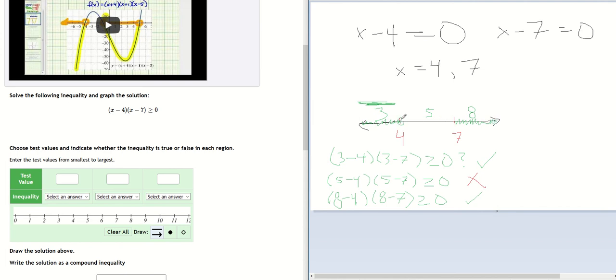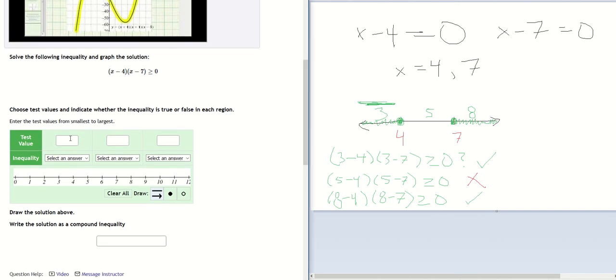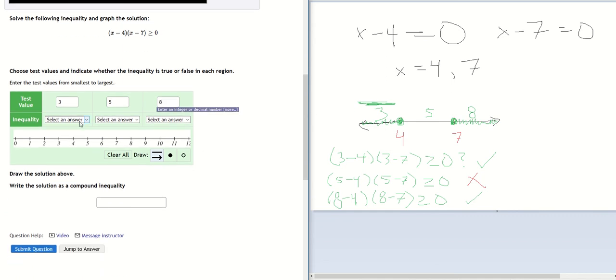And then also 4 and 7 are part of the solution, because if you put in 4, you'll get 0. And if you put in 7 to this, you'll get 0. And 0 is greater than or equal to 0. So you have to really pay attention to the sign. So that tells us if we need to include these numbers or not include these numbers. So I'm just going to go over here and put in what I tested. I tested a 3, a 5, and an 8. And then down here, I just want to put, did I get a true statement or a false statement? So I got true for this one, false for this one, and true for this one.